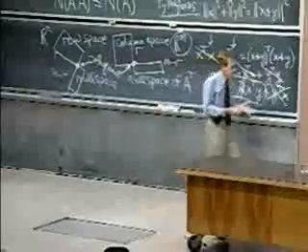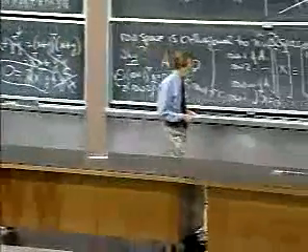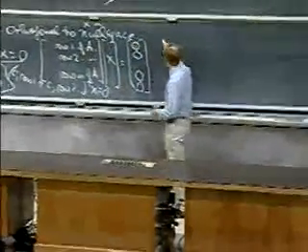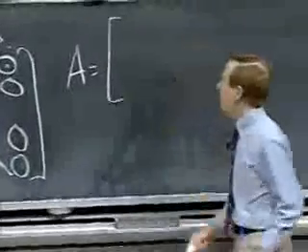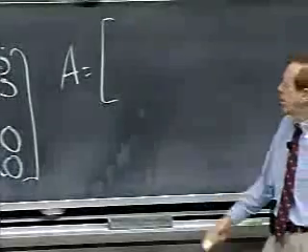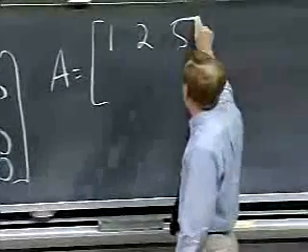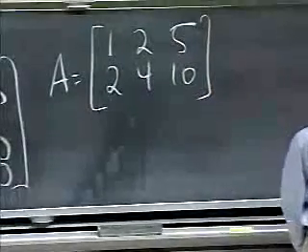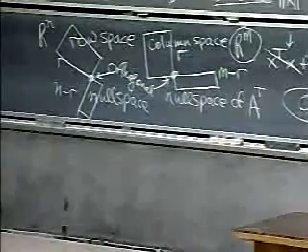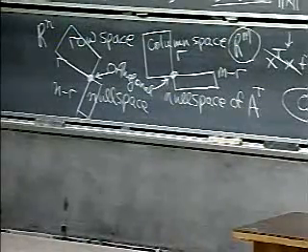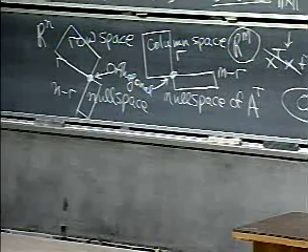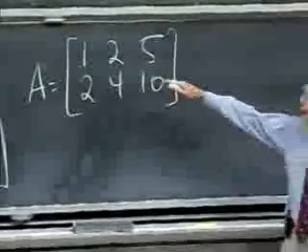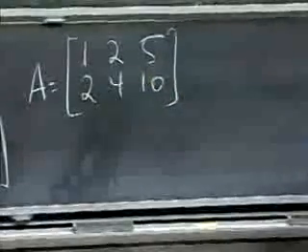If I just follow that example, if the row space is one-dimensional, suppose A is, I'm in R3, I want a one-dimensional row space. Let me take 1, 2, 5, 2, 4, 10. What's the dimension of that row space? 1. What's the null space look like in that case? The row space is a line, right? One-dimensional. It's just a line through 1, 2, 5.